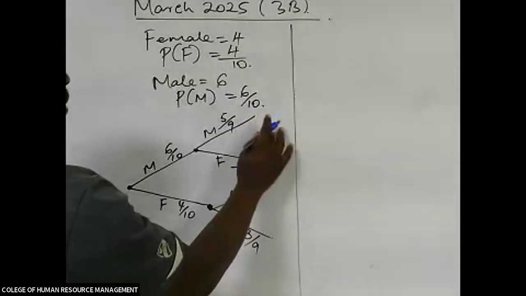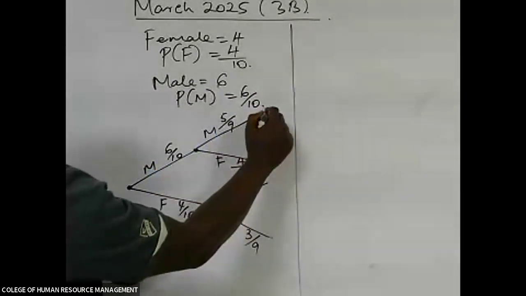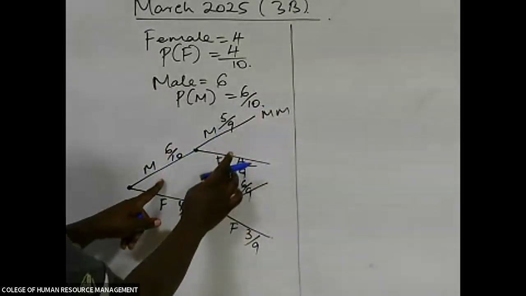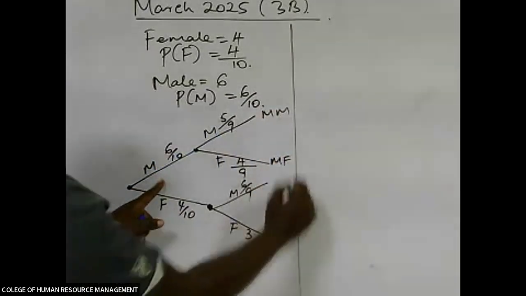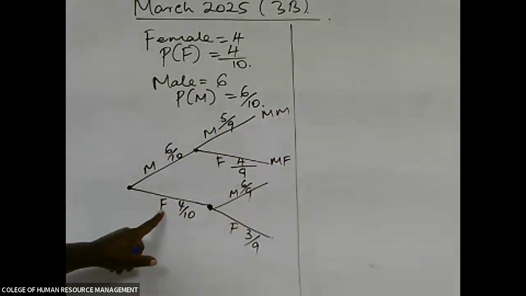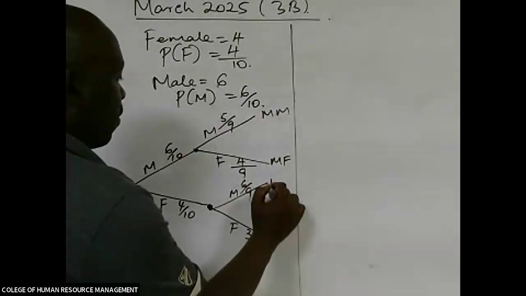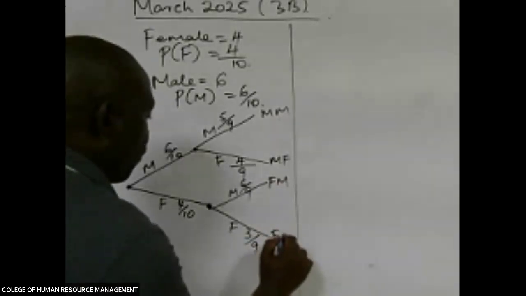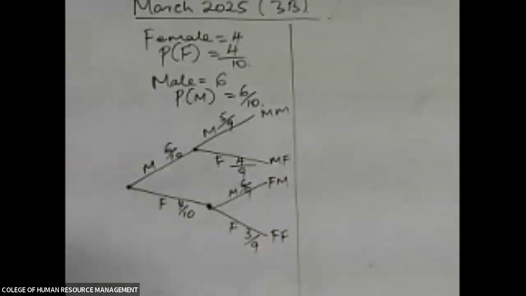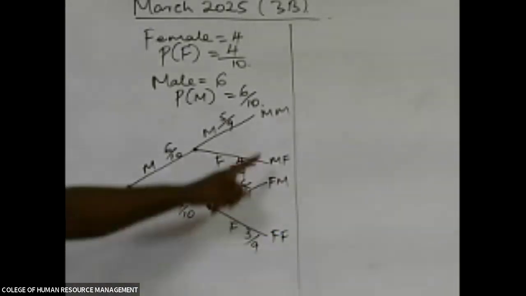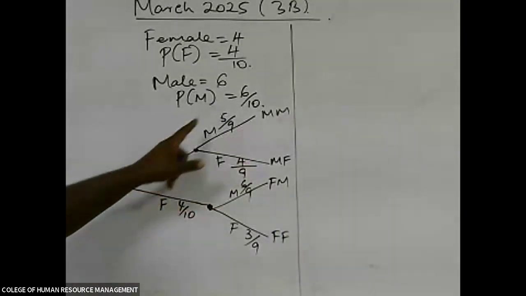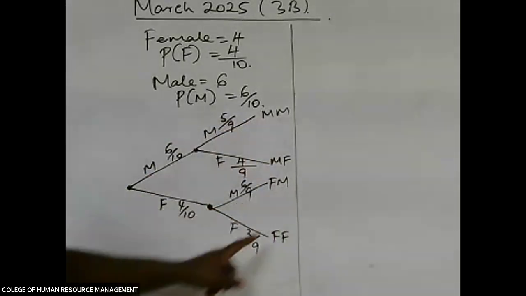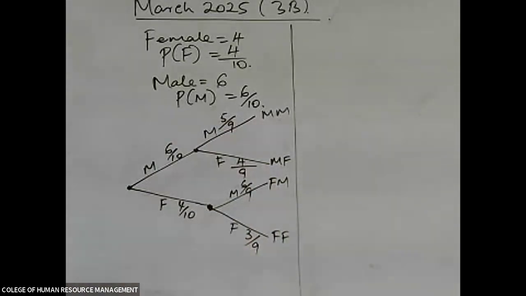So here you can now give a summary. This is a male and a male, so you can put here MM. What about here? The first one is male, the second one is female. You can put it here as MF. This one is female followed by male, FM. Then this one is female, female. We can put it as FF. Summary: this is the probability of picking male, male; male, female; female, male; and female, female. That is the tree diagram.